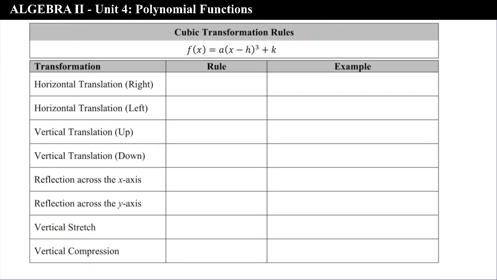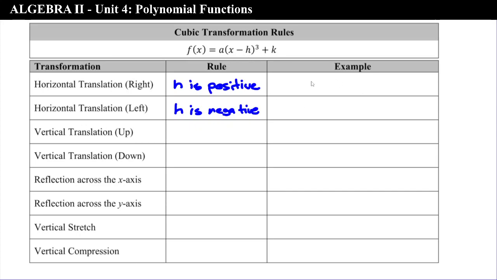So let's talk about the rules. And again, this is going to be very similar to what you already know. So there's not really much new to learn here. A horizontal translation to the right happens when h is positive. Now remember, h will not look positive because it follows a minus sign in the form, okay? You have a horizontal translation to the left when h is negative. And again, it's not going to look negative because it follows a minus.